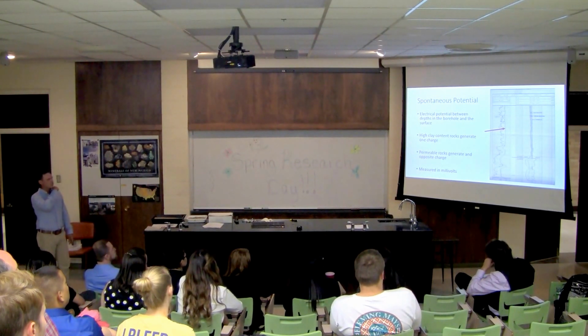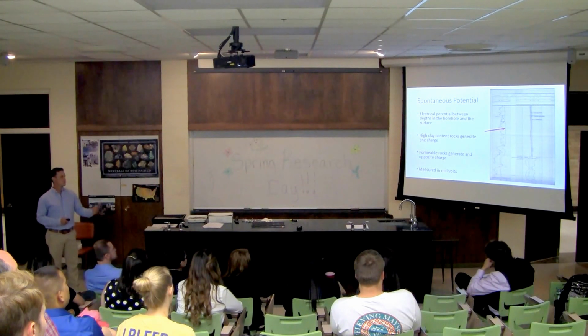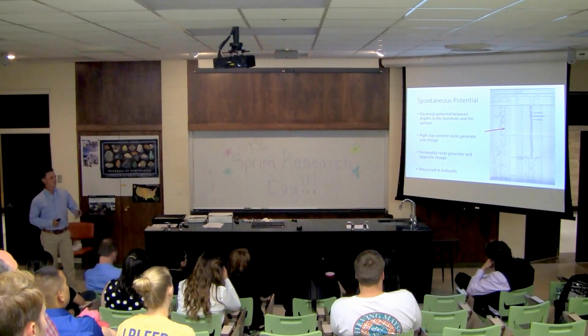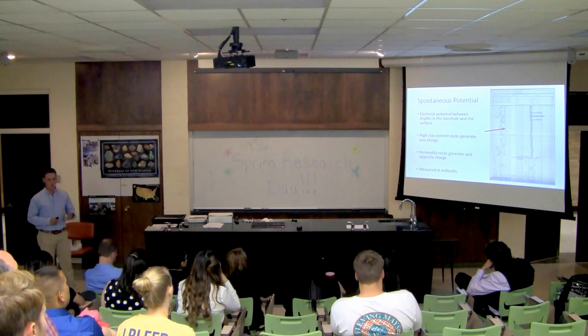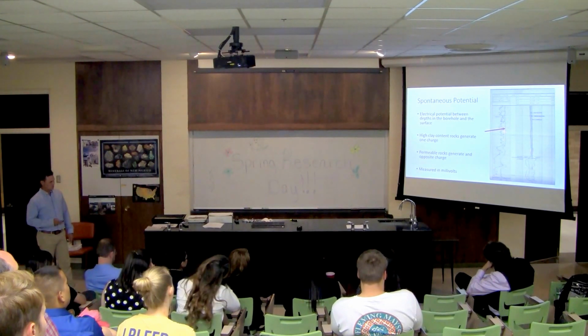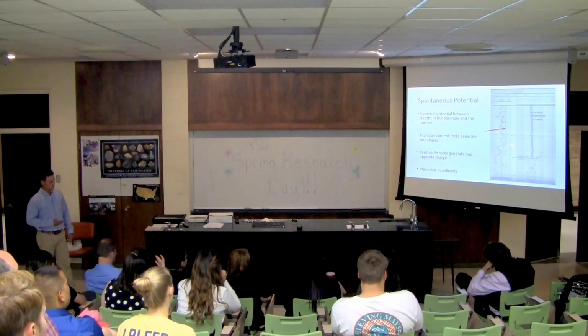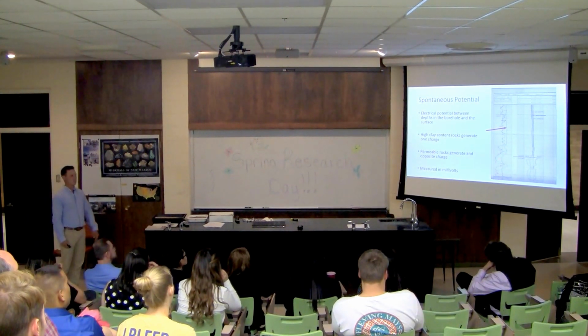The spontaneous potential log measures the electrical potential between depths in the borehole and the surface. Our higher clay content rocks will generate 1 charge, and our permeable rocks will generate another charge. So this is the SP curve right here, and up here we have our high clay content rock. As we move down, it gets to some more permeable rock. And we measure that using millivolts.